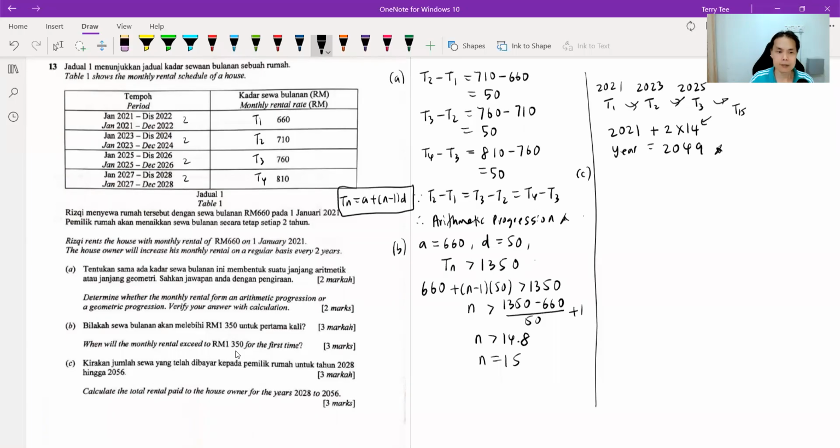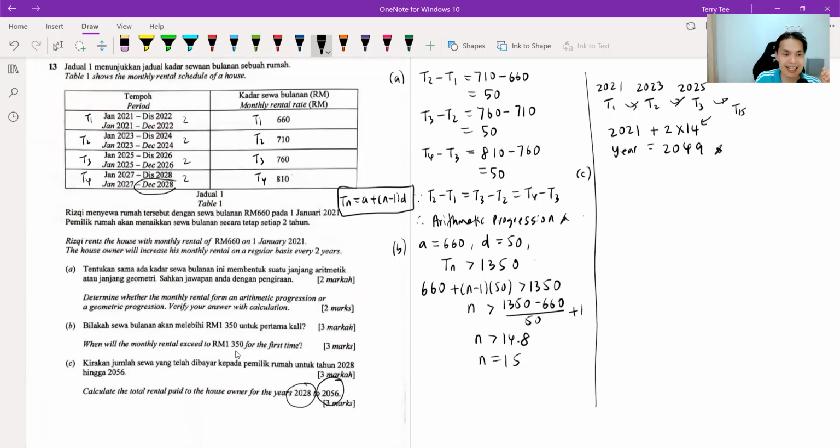All right, part C. This is the most annoying part. Calculate the total rental paid to the house owner from 2028 to 2056. Here's the problem: 2028 is still here. It's still in T4, if you like. This is your T1, T2, T3. It's still in T4.